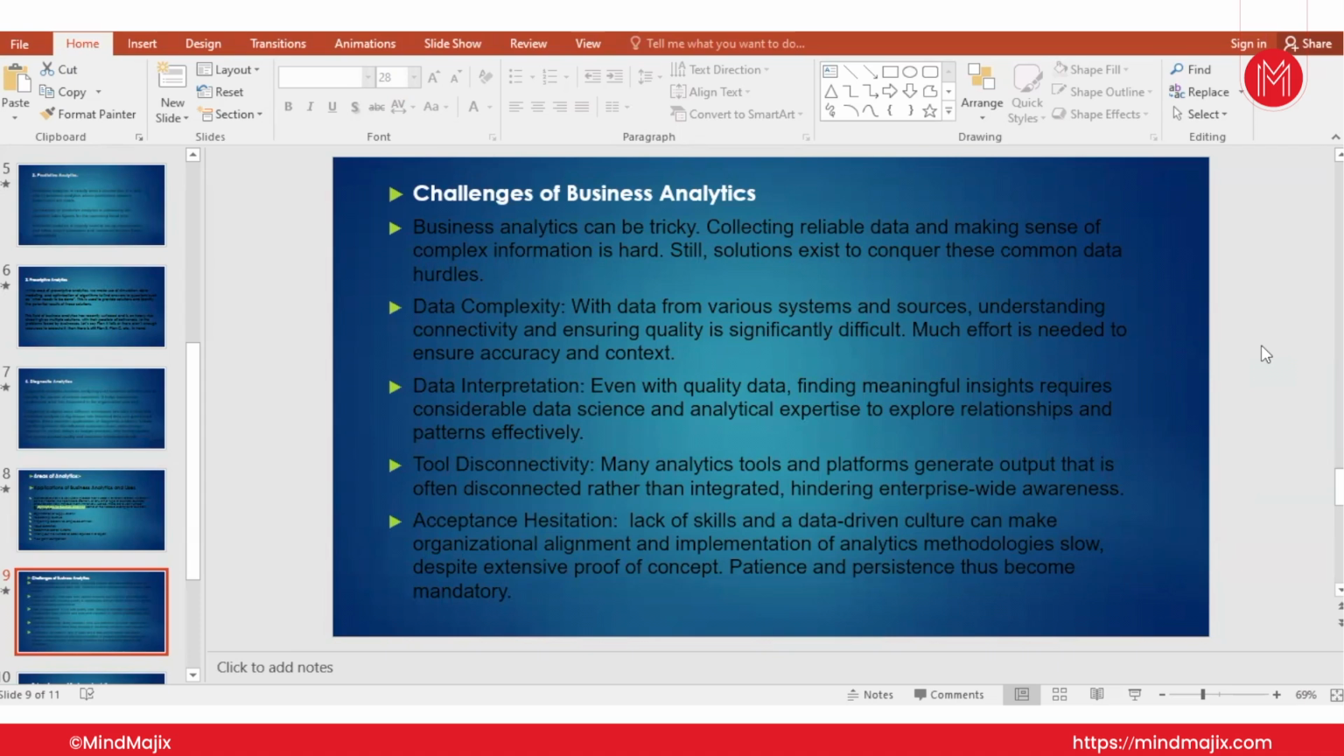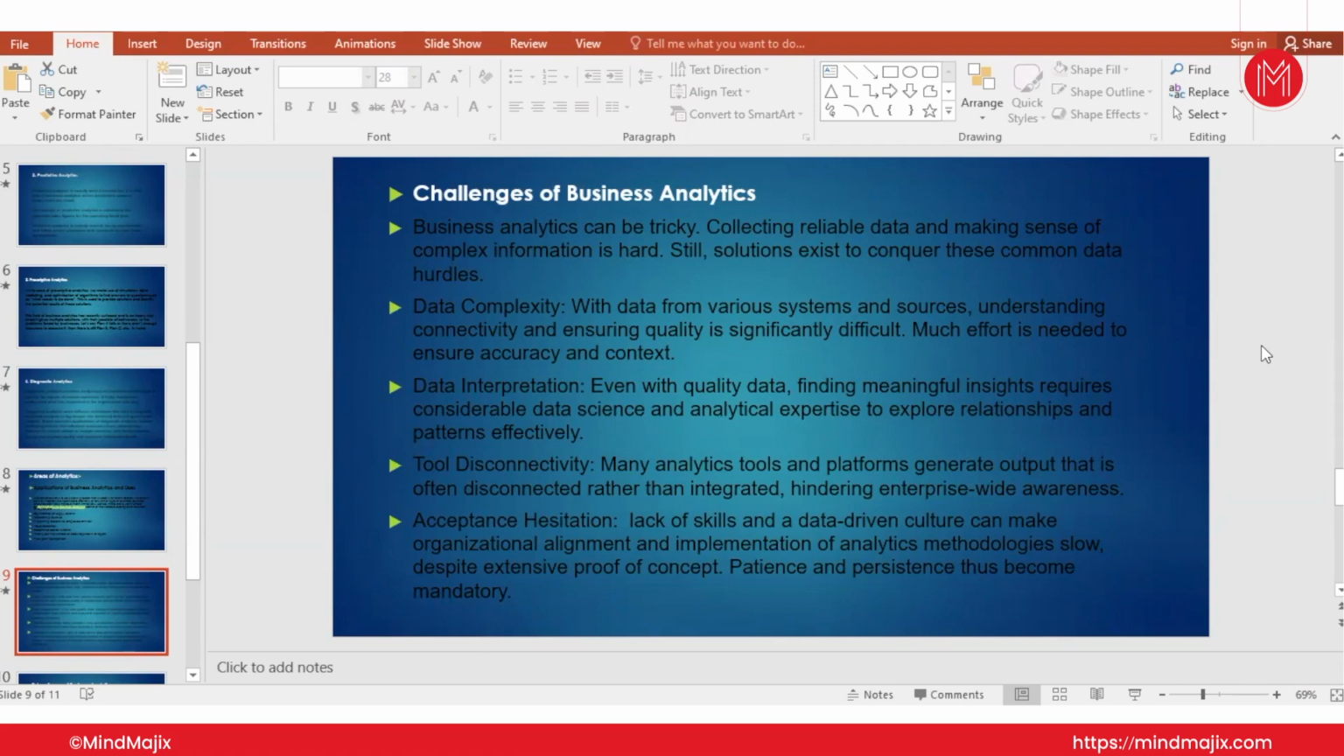Tool disconnectivity: many analytical tools and platforms generate output that is often disconnected rather than integrated, hindering enterprise-wide awareness. We use too many tools in data analytics, data science or business analytics. In that we use Power BI, Excel, Advanced Excel, Python, R, Spyder. So too many tools we are using, but we have too much big data in the current era, so tools will create some disconnectivity. That is also a challenge due to big data.